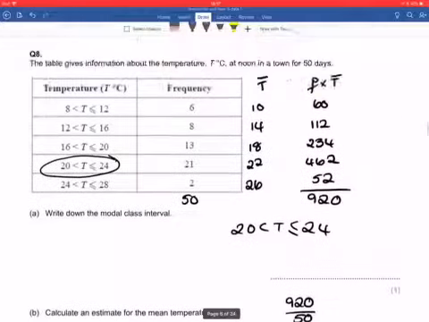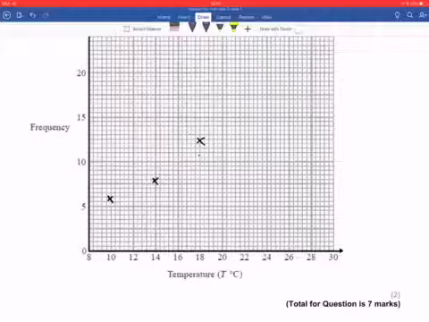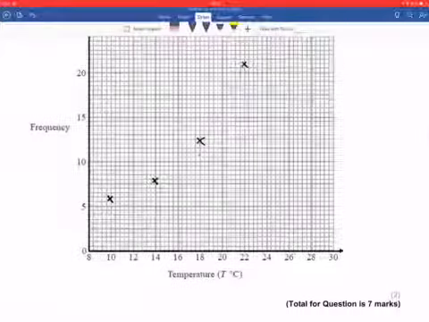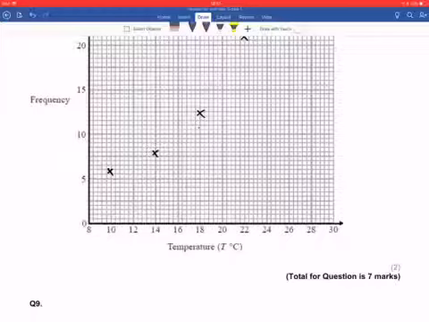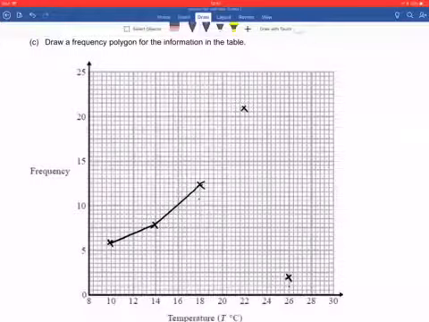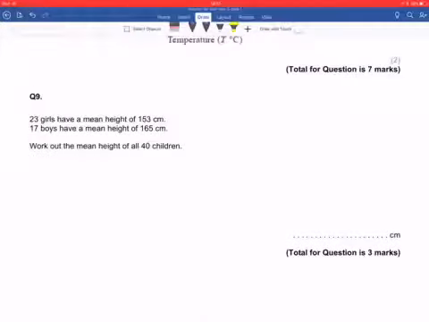And be careful with this one, that's the right way around. So 22 was 21. 22 was all the way up here to 21. And lastly, 26 was 2. And you literally join everything up, okay, with a ruler. And you should be there. Okay, job done. So that's 7 marks, that's nice.